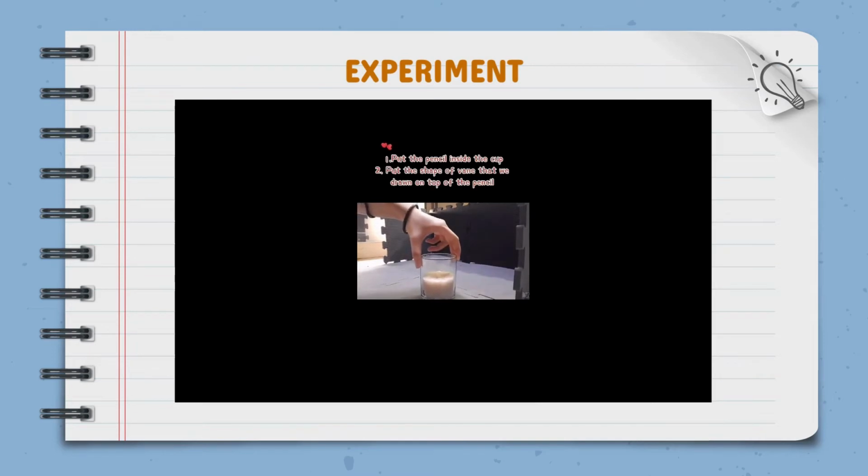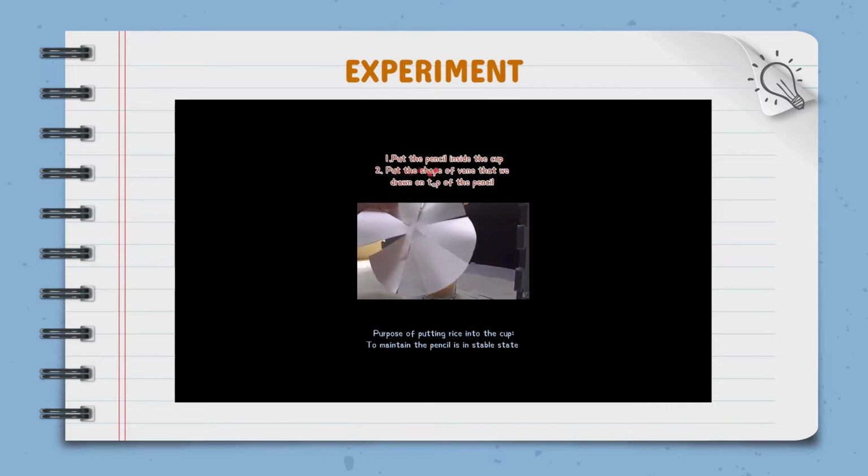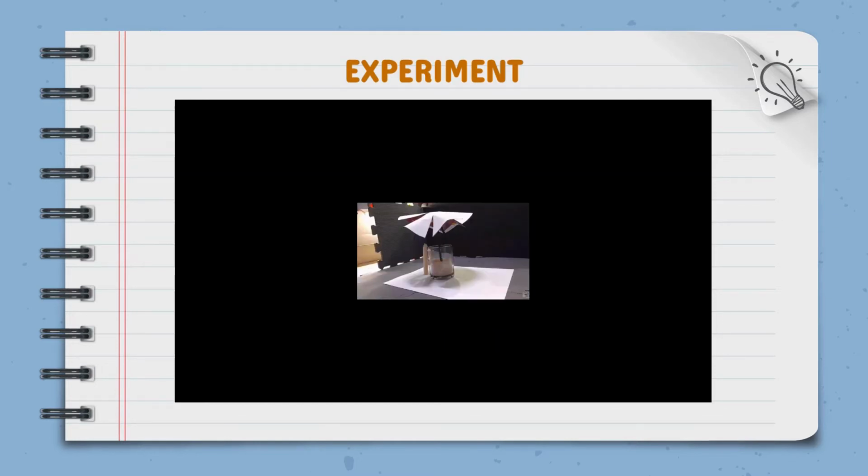Next, we need to use a cup that contains rice, and then we need to prepare the apparatus such as a pencil and put the pencil inside the cup of rice. The purpose of putting the rice into the cup is to make sure that the pencil is in a stable condition. Next, we need to use the paper that we just cut and put it on top of the pencil. The shape will look like this to make sure it stays on the vent. Furthermore, we need to use the candle and put the candle around the cup.